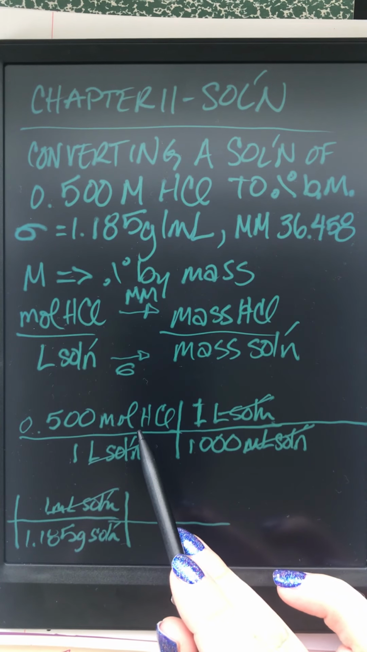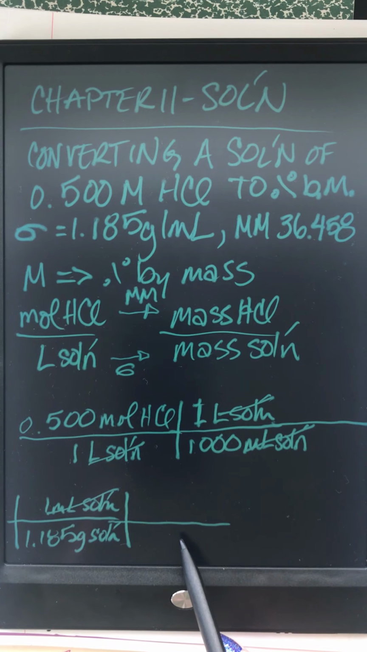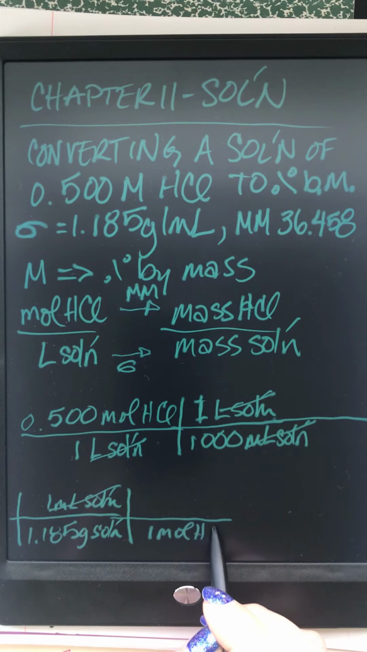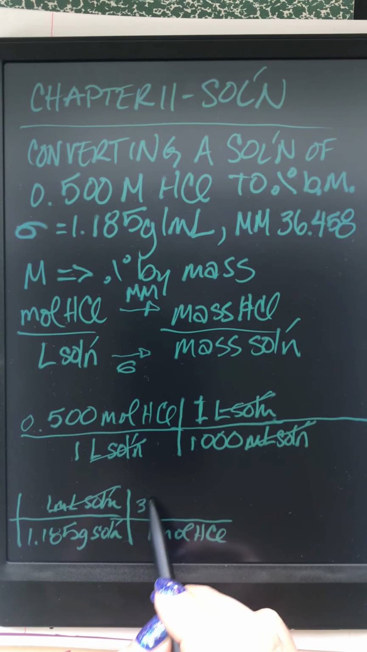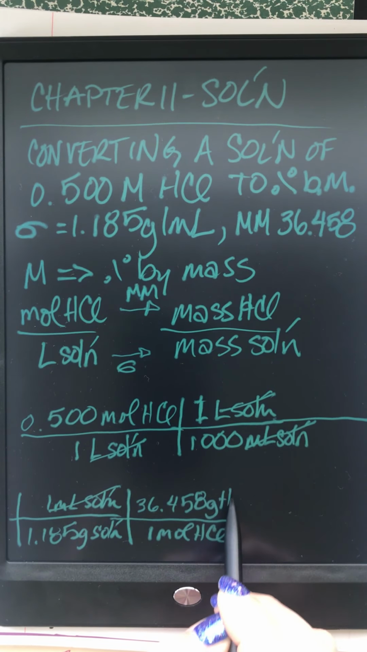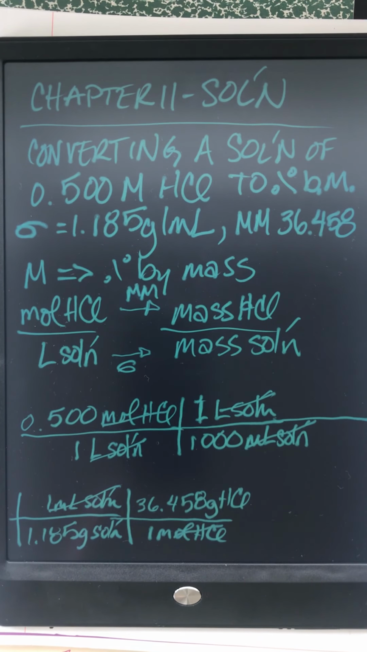So now I have moles of HCl on top, right? So do I need the moles on top or bottom here? On bottom. On bottom, right? So for every 1 mole of HCl, I have 36.458 grams of HCl. Right, so now I have grams of HCl per gram of solution. How do I make that a percentage?